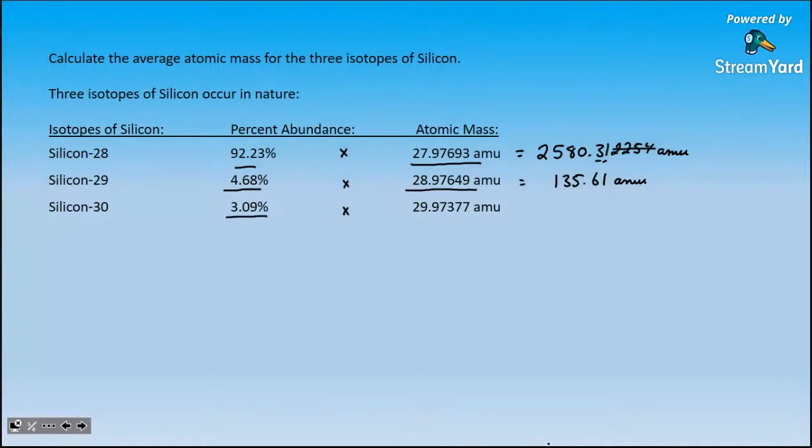Next thing that I'm going to do is take this 3.09, times it by the 29.97377, and get this answer as 92.618, etc. But rounded to 2 decimal places, it would be 0.62, and then units of AMUs.